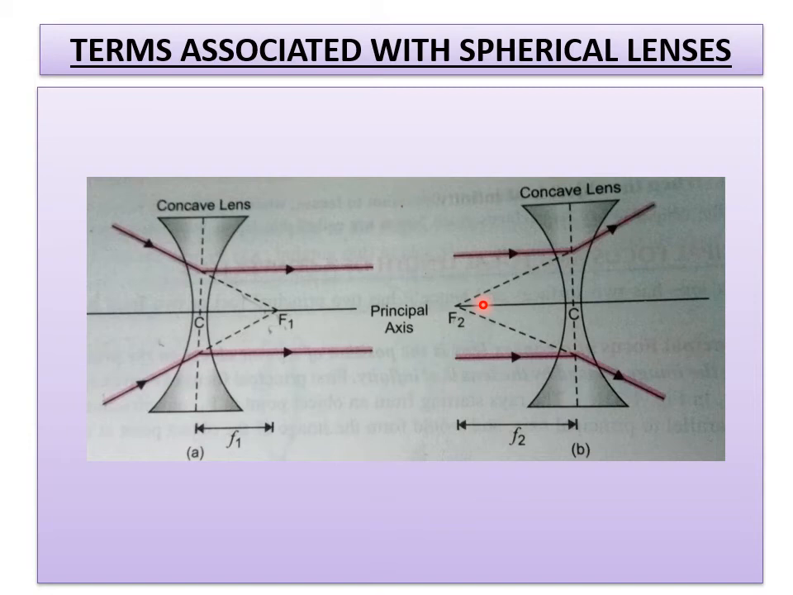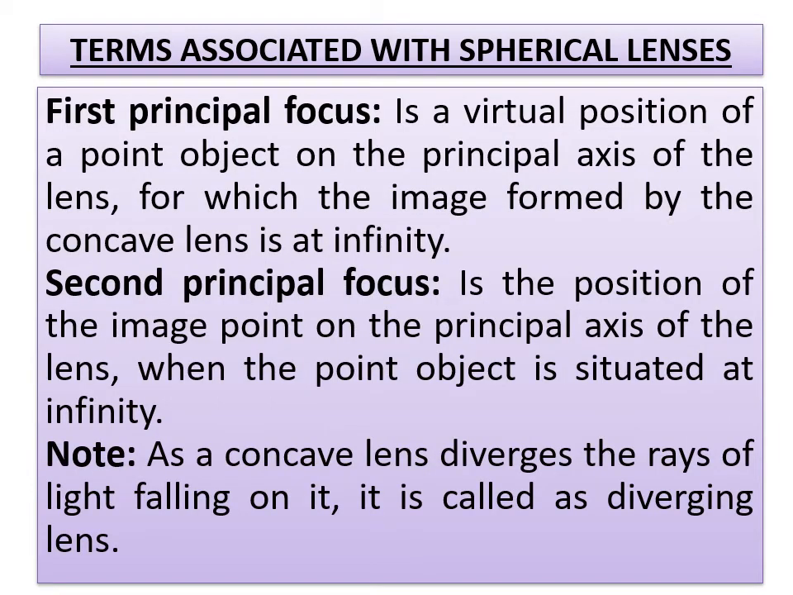So in the next part, we'll learn the definitions. The first principal focus is the virtual position of a point object on the principal axis of the lens, for which the image formed by the concave lens is at infinity. The second principal focus is the position of an image point on the principal axis of the lens when the point object is situated at infinity. Why are we discussing these two? These are also the conditions we have to remember when we draw the ray diagram for concave lenses.